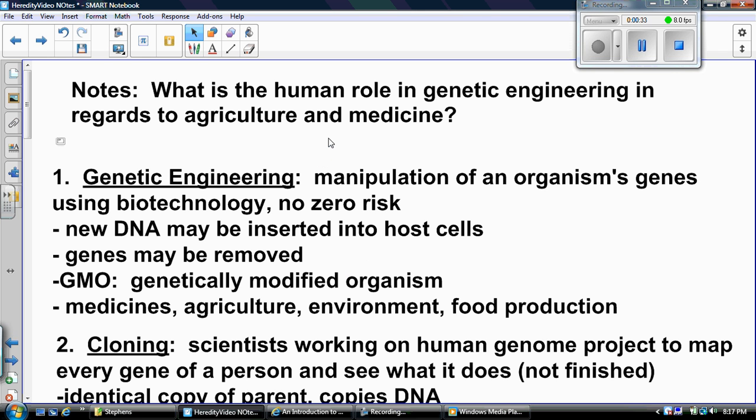Okay, so first of all, we need to figure out what is genetic engineering. So this is when there is a manipulation of an organism's genes using biotechnology. And when I put zero, there's no zero risk, meaning there's always going to be a risk when this is done. Okay, so a couple ways that this can be done. New DNA may be inserted into the cells, or you can remove genes. GMO stands for genetically modified organisms, so anything that's been genetically modified is called a GMO. And genetic engineering is used in medicine, agriculture, environment, and food production.